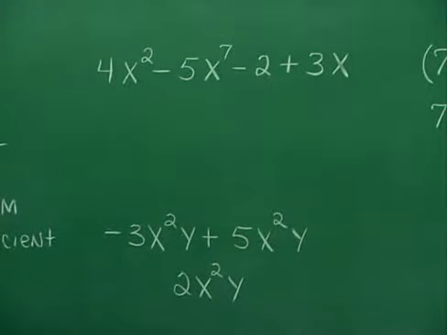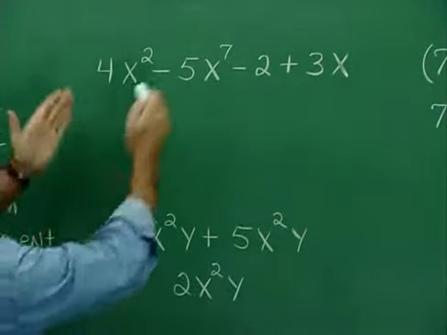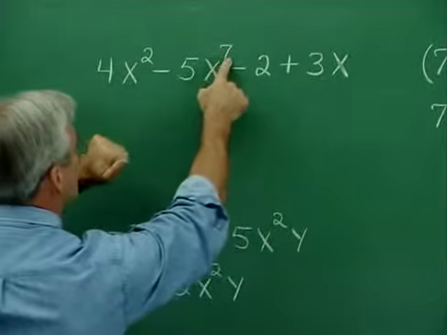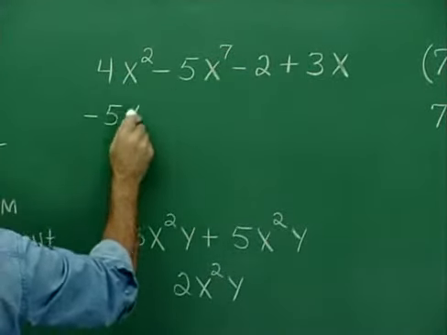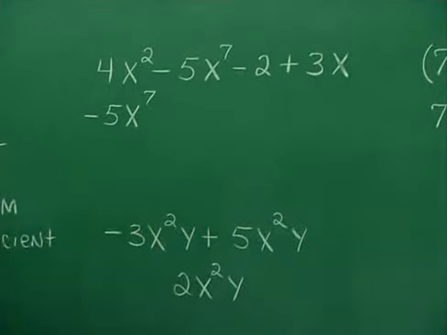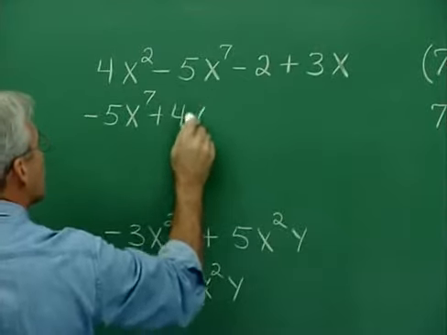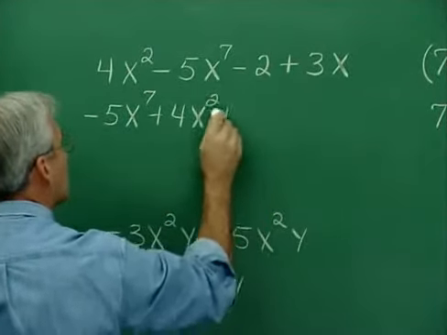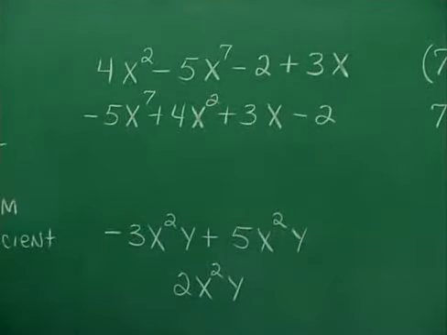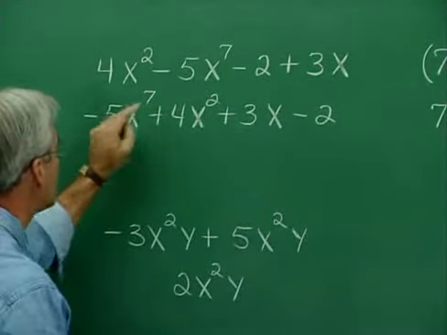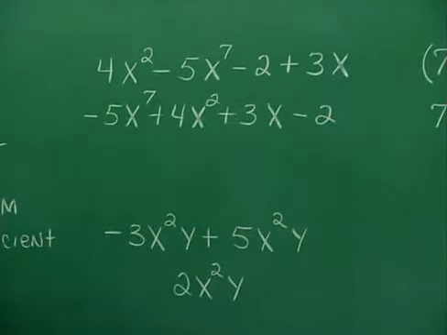Suppose we want to write this polynomial in standard form. We would write the term of highest degree first. We would look through and see that this is the largest exponent on a variable. And so we would write the -5 x to the 7th as the leading term, and then the term of next degree, let's see, that would be this one, and then the 3x, and then the constant -2. So this is a 7th degree polynomial, and the leading coefficient is -5.